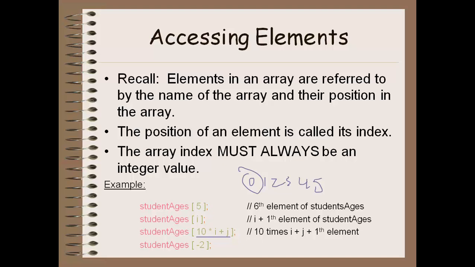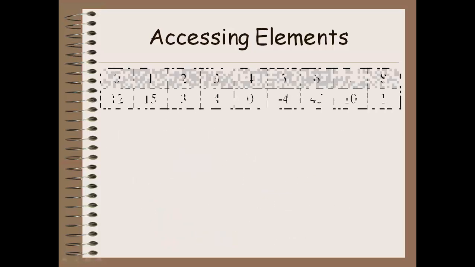What would this one give me? For those of you who say, I have no idea, well, it's because that gives you an error. We can't have negative positions. If we start our counting at 0, I can't count negatively. So this would give me an error. It has to be a positive value.